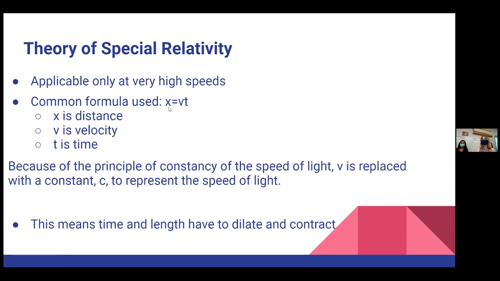And that means that time and distance can dilate and contract respectively, which is a bit of a weird concept to wrap your head around, that from different points of view, people can experience time and space differently. So in the interest of time, we're not going to go through examples of that right now. But if anybody has questions about it, I would be happy to explain either of those concepts after our presentation.